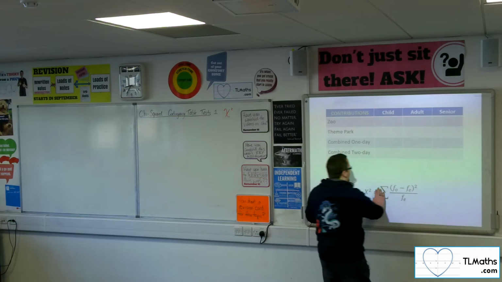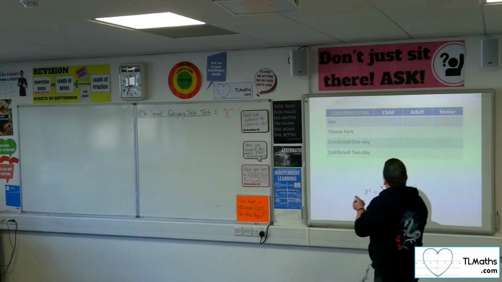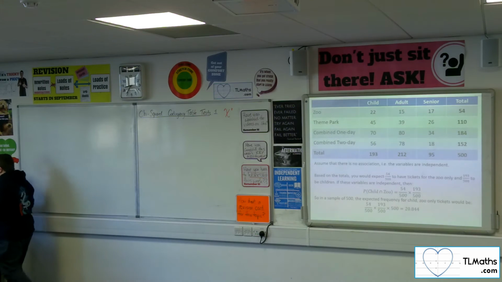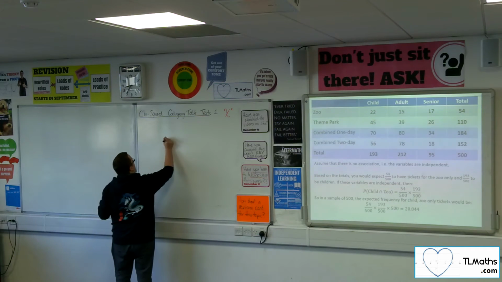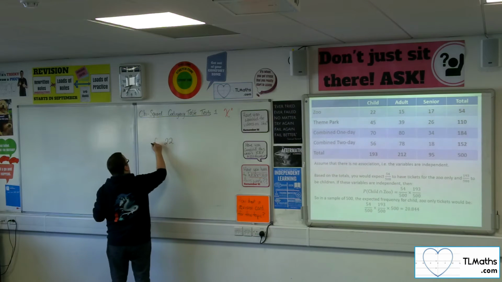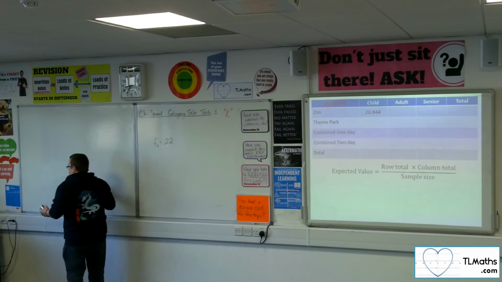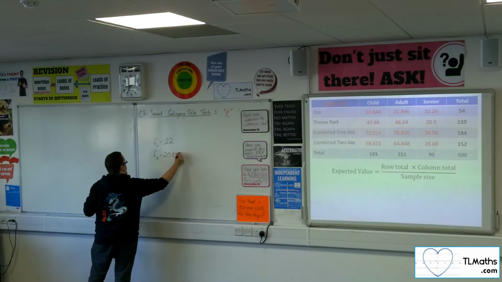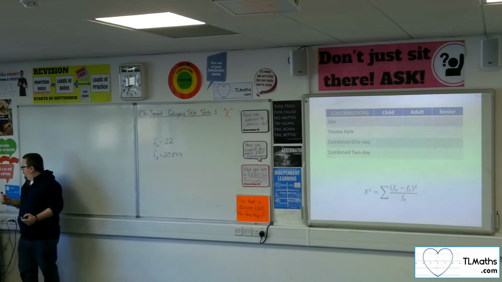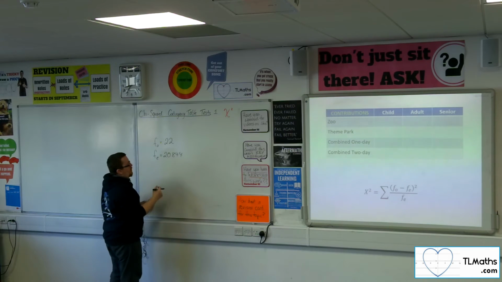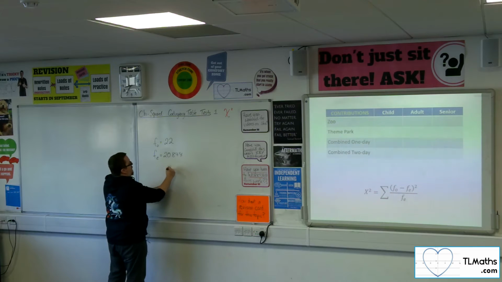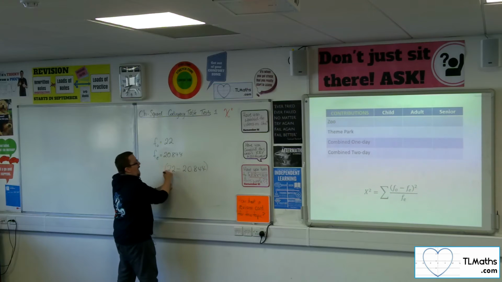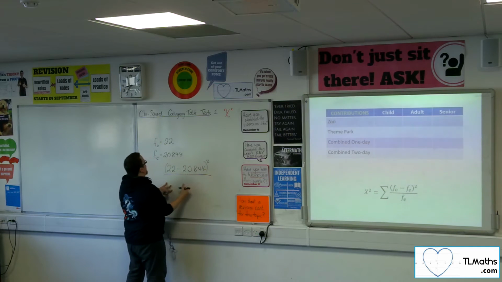So what you'll need to get, for example, for the first one, is the first observed value. So that was 22. So that's the observed value. And then the expected value was 20.844. And so what we need to do to get the contribution is to do the observed value, take away the expected value, squared, divided by the expected value.